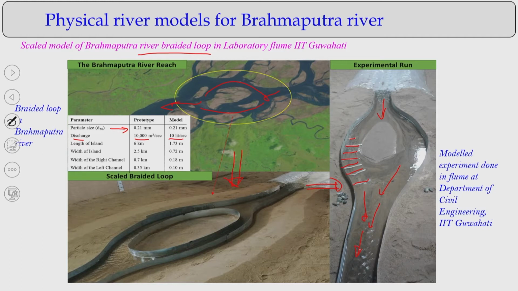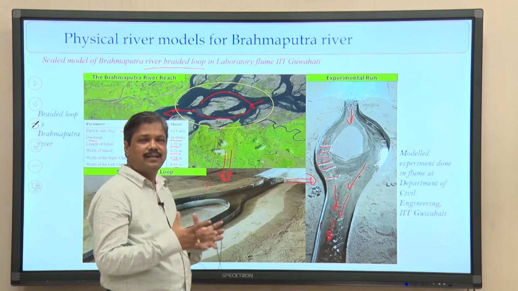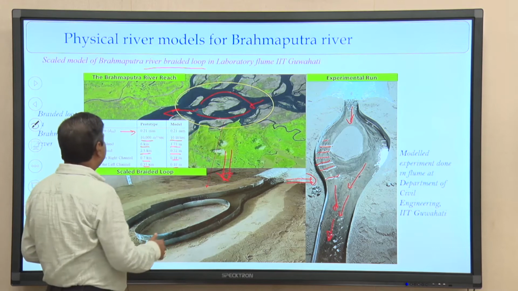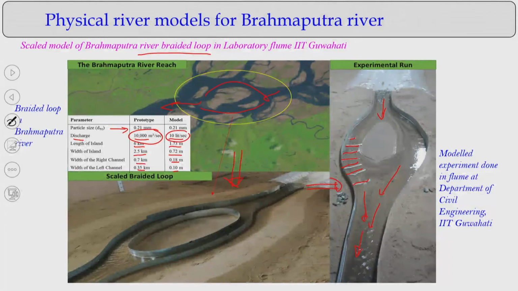The length of the island is 6 kilometers; at model scale it is 1.73 meters. The width of the island is 2.5 kilometers; at model level it is 0.72 meters. Then there are the widths of the right channel and the left channel. So, this is a scale down model: the geometry is scaled down, as well as the discharge, from 10,000 cubic meters per second to 10 liters per second, and it is a mobile bed condition.